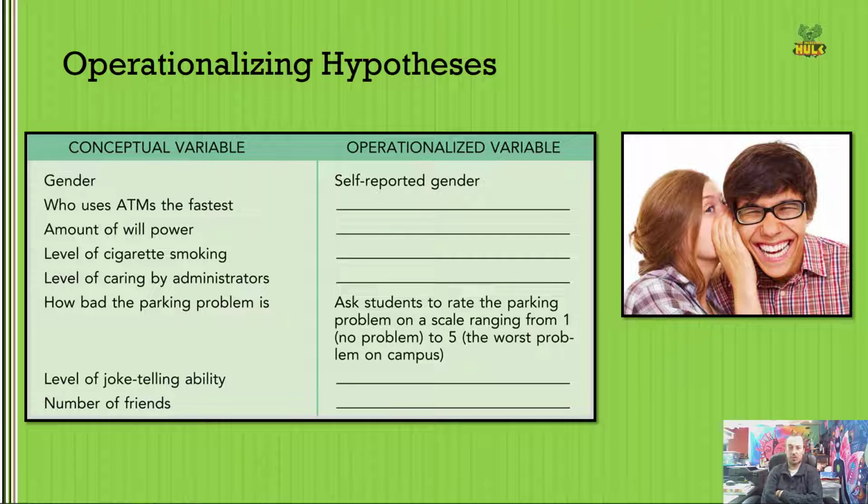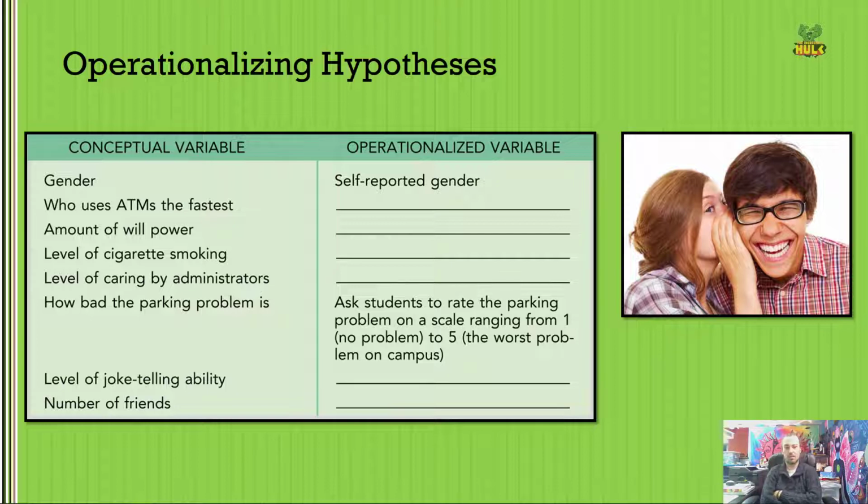Here's one we could all attest to back when we were still in campus learning. How bad the parking problem is at UM Dearborn. Well, I think the easiest way to do this is simply a self-report variable. How bad is the problem? 1, no problem. 5, worst problem on campus, right? May not be the best, certainly may not be the only way, but it is one way of operationally defining that variable.